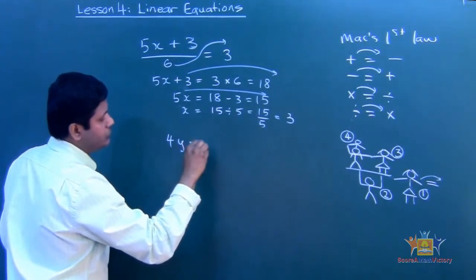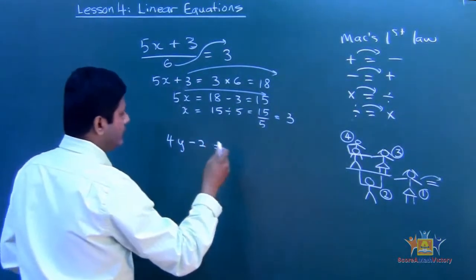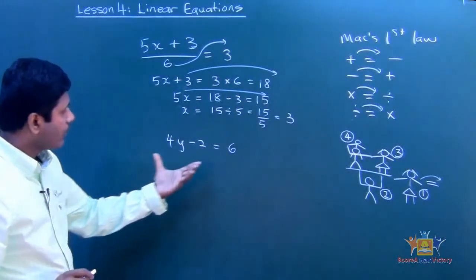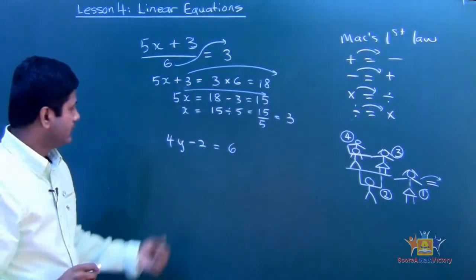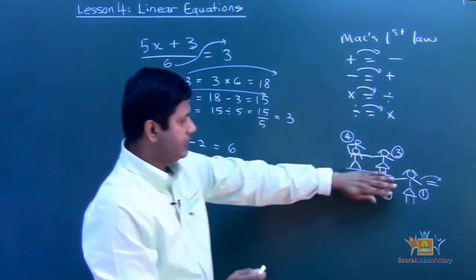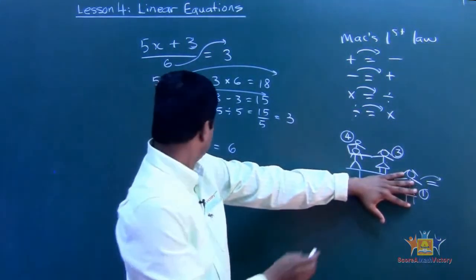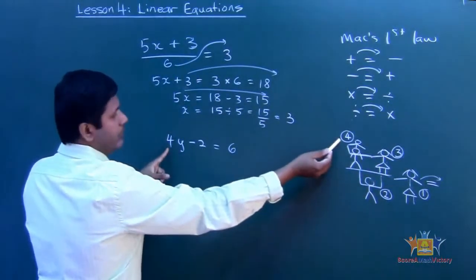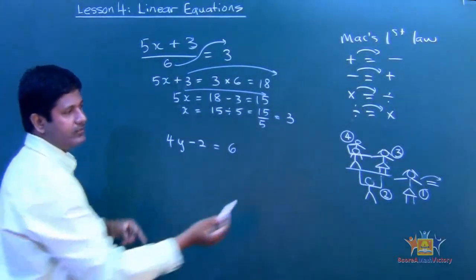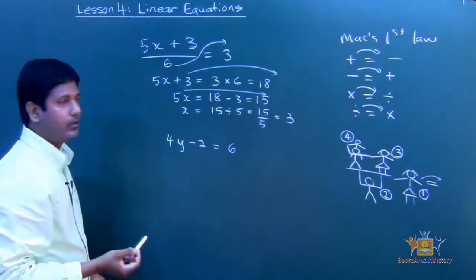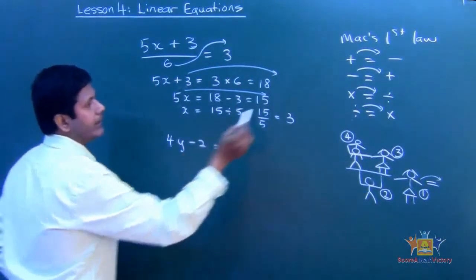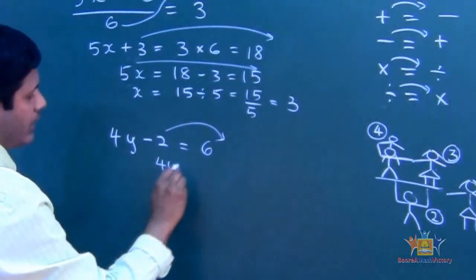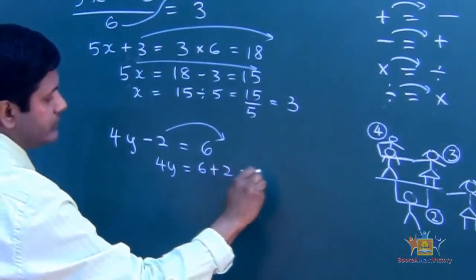4y minus 2 equals to, let's say 6. All right? So who goes first? In this case, your mom and dads are not there in the picture. I'm only dealing with your sister, your little brother. So who go first? Your little sister, your sister. Okay? And what she's doing? Subtracting. Subtraction across the bridge becomes addition. So 4y equals to 6 plus 2, which is 8.